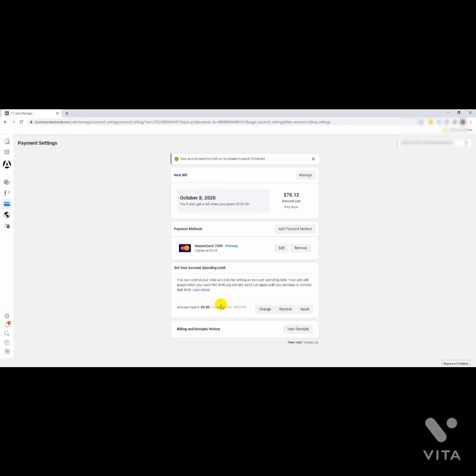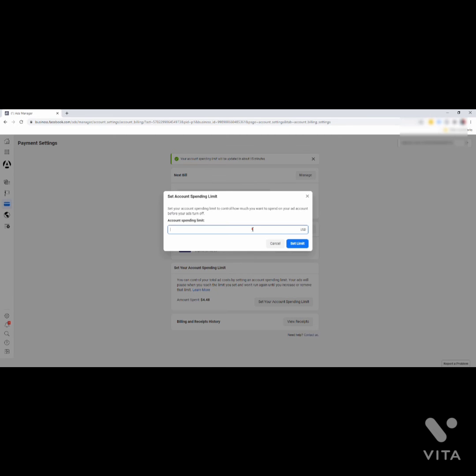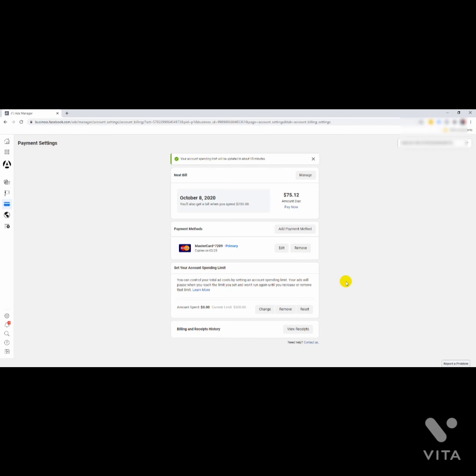And if you want to remove this limit for whatever the reason, you can click on remove, and we're back to the default. So with that said, I'm just going to change this back to $300 because that was the intended spending limit for this account. And there we go. We have just set up a security net in place for your ad spend with your credit card or debit card for that matter.